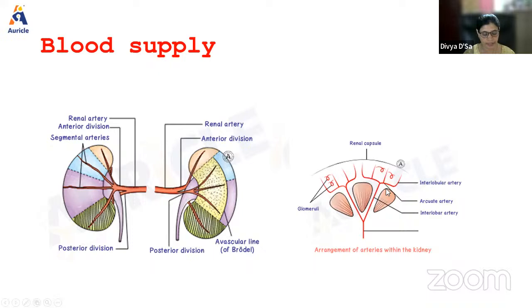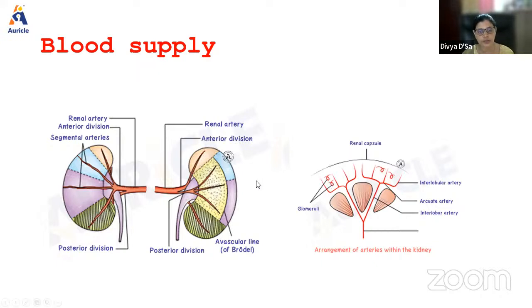The arcuate arteries do not anastomose with each other. From these arcuate arteries, many interlobular arteries will arise. These interlobular arteries will ramify beneath the capsule to form a subcapsular plexus. This is the renal capsule, and below that they ramify to form the subcapsular plexus. Each of these interlobular arteries will give origin to the afferent arterioles, the glomerular arterioles.